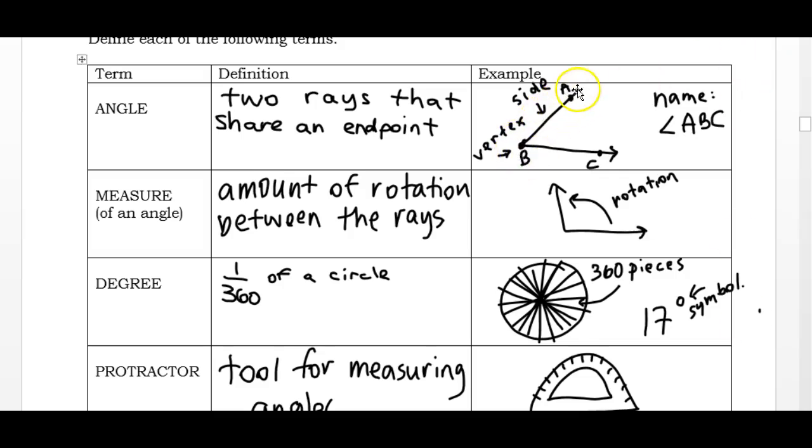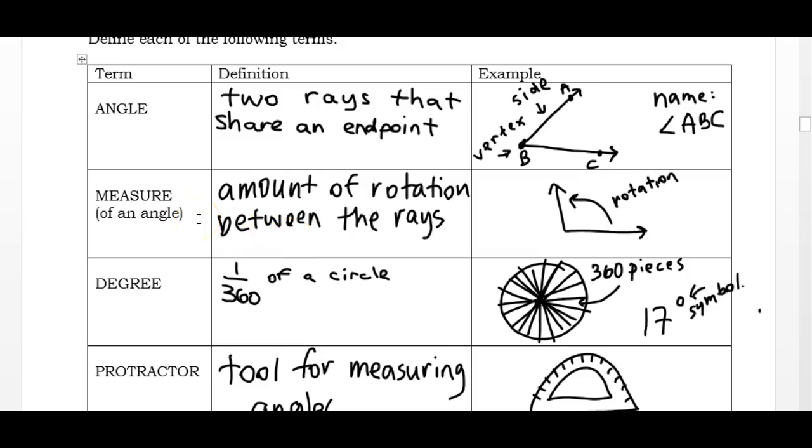So we have one ray here, we have one ray here. We call those rays the sides of the angle, and the endpoint that they have in common we call the vertex. When we name an angle, we usually use three letters, the vertex being in the middle, and then the points on the sides can be in any order. So I can call this angle ABC. I could also call it angle CBA. We'll talk more about naming angles in the examples.